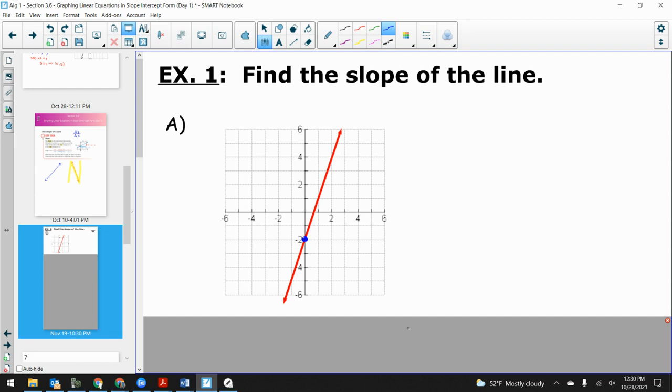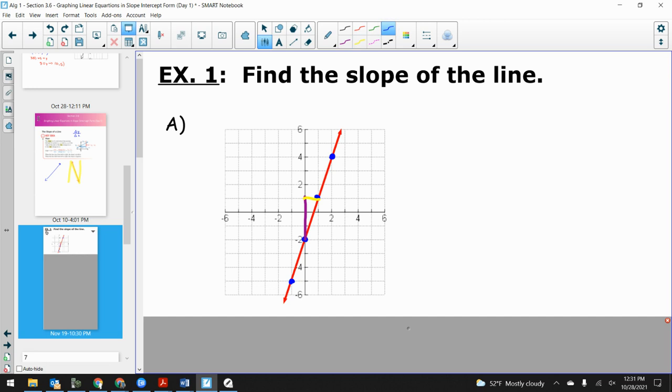Now, when I'm given a graph, I want to pick out some nice points. What do I mean by nice points? Ones that cross nicely at given values. Like, I don't want to pick 1.5 comma 0 or 1.5 comma 2.2 or something like that. I want to pick ones that are crossing nicely at even values. Now, when you're given a graph, literally, folks, all you have to do is just count the boxes. Count them up. Count them over.